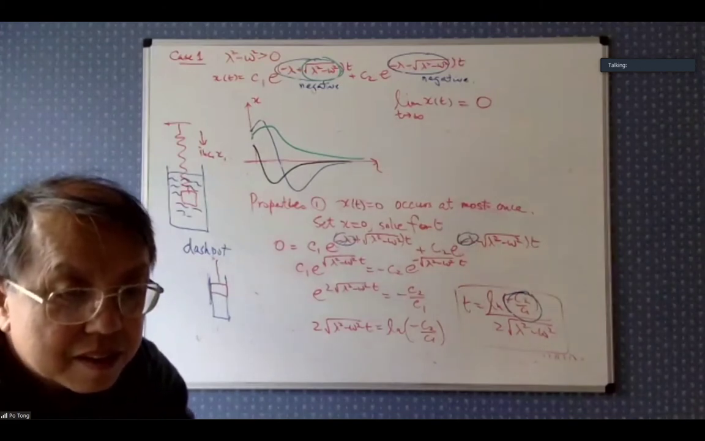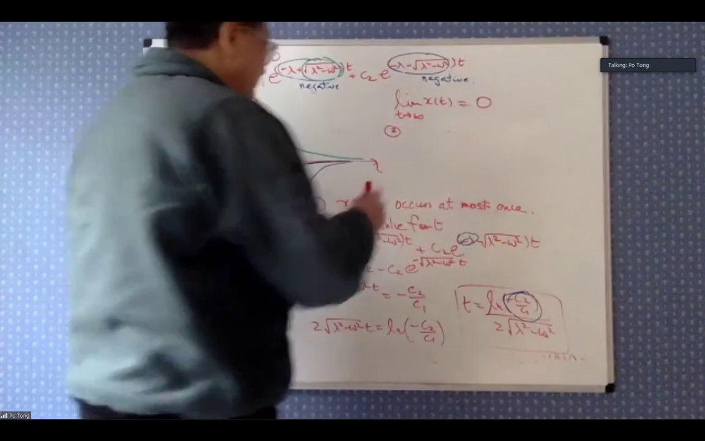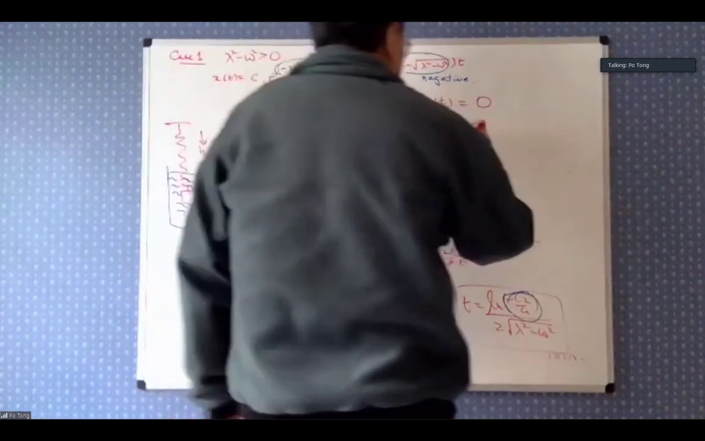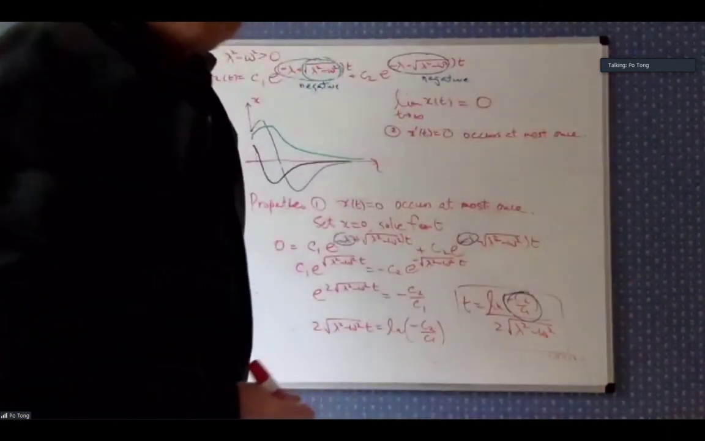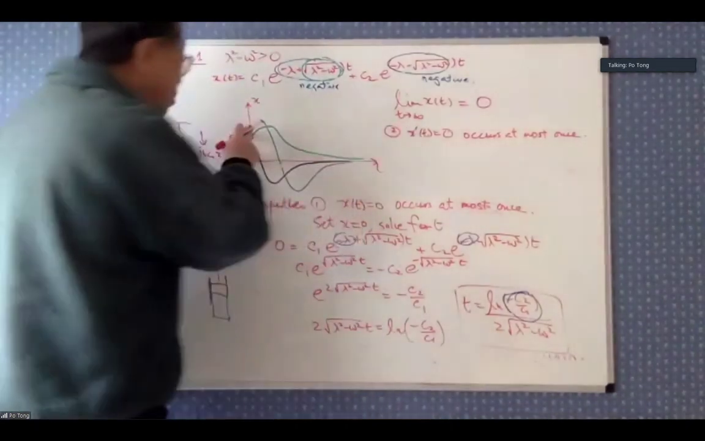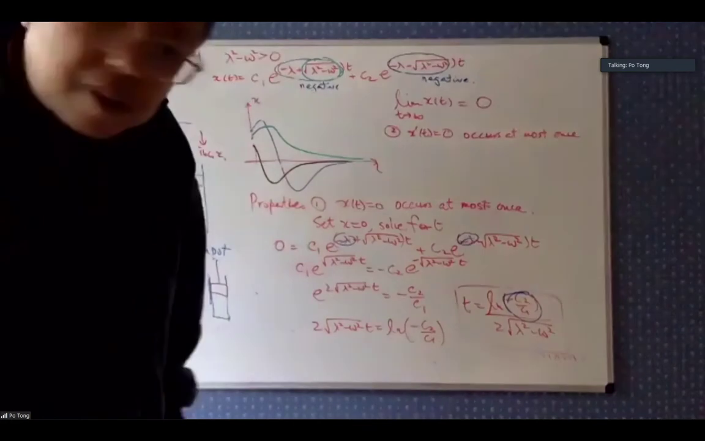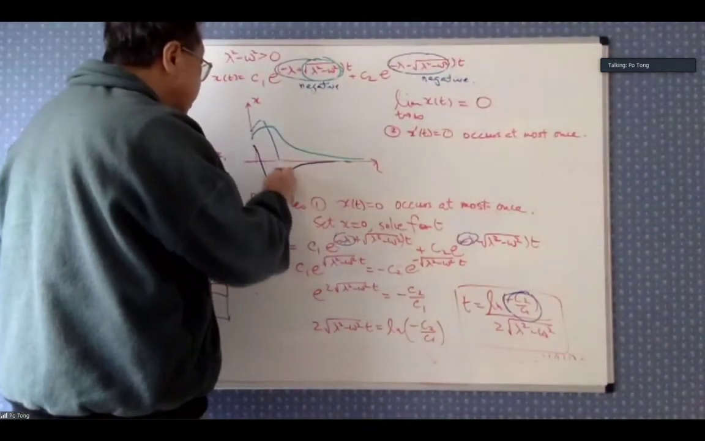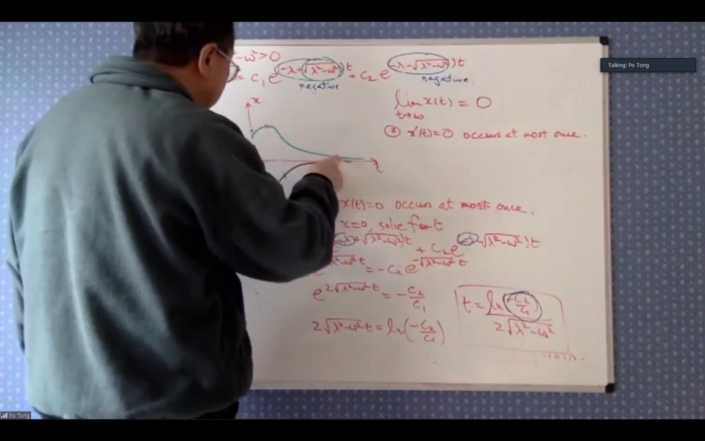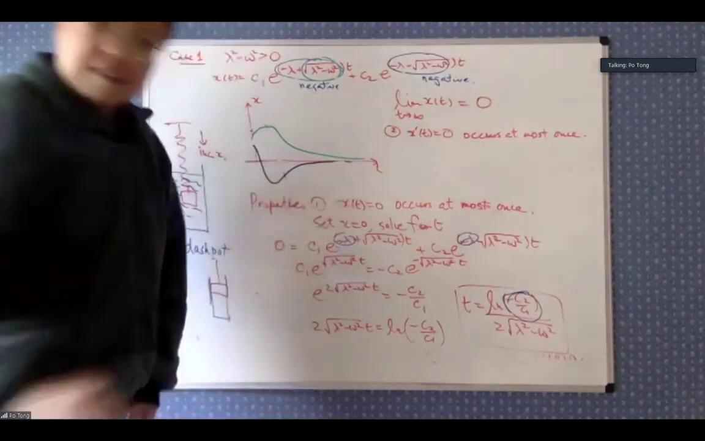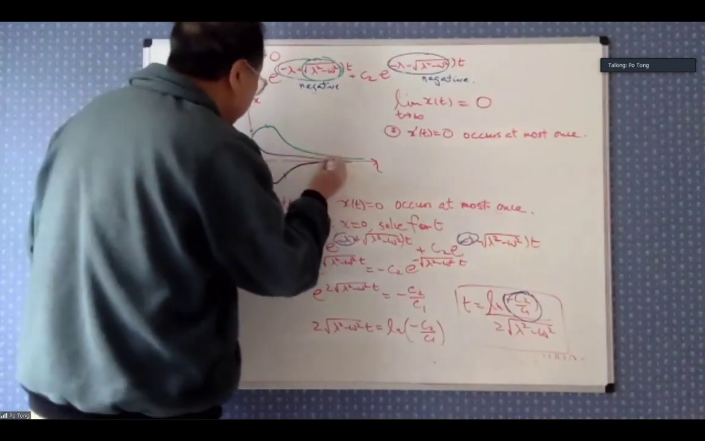Any questions so far? I'm going to write down the second property, but not spend the time proving it. X prime t equal to 0 occurs at most once. X prime t is going to be a local maximum or local minimum. This basically says that this blue curve is not allowed, because the blue curve I drew has two local max and min. So that blue curve will not happen. Either you push it in this direction and then settle down, or push it all the way down and then settle down like this, or you push it in this direction but not all the way through and it just settles down like that. Those are the possibilities.